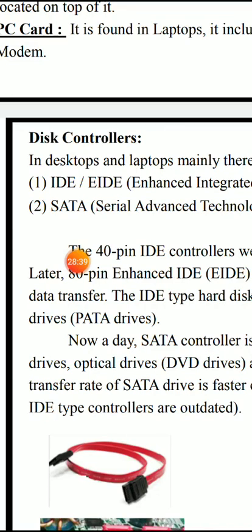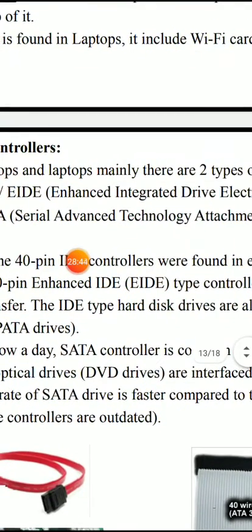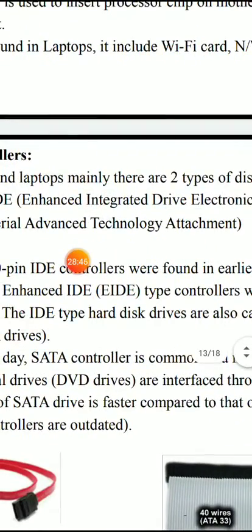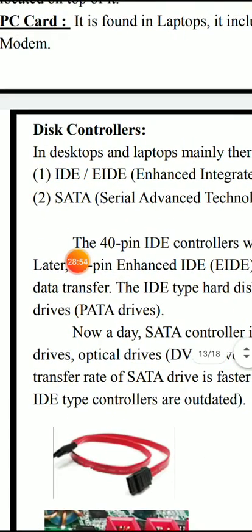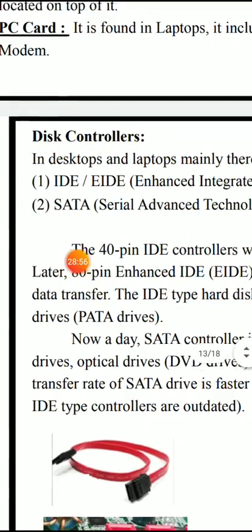Similarly, one more disk controller is called SATA. SATA stands for Serial Advanced Technology Attachment. It is also a modern kind of cable which is used to interface storage devices with the motherboard of a computer system in order to carry out reading and writing operations.